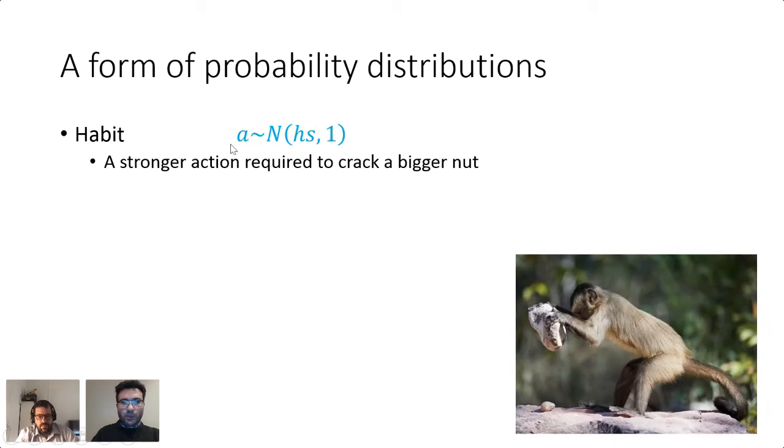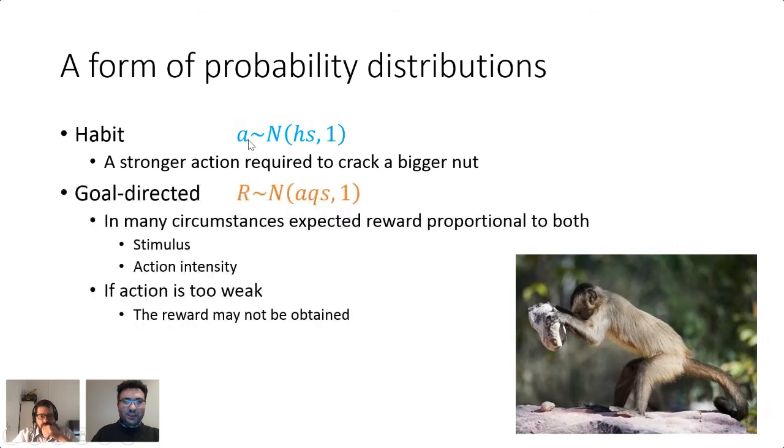For the habit system, we assume that the action intensity is normally distributed with a mean proportional to stimulus size scaled by parameter h. So the larger the nut, the stronger the monkey has to hit it with a stone. By contrast, for the goal-directed system, let's assume that the mean reward is proportional to the product of action intensity and stimulus size, scaled by parameter q. This product captures the fact that in many circumstances, the expected reward is proportional to both the stimulus and action intensity. So if the action is too weak, the reward may not be obtained.